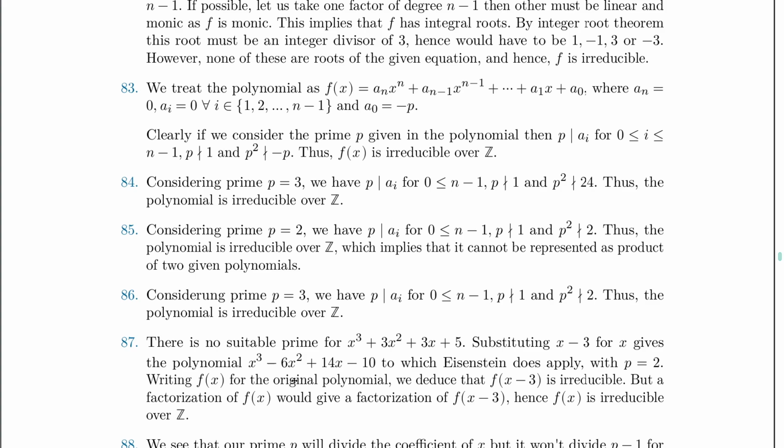Now writing f of x for the original polynomial, we deduce that f of x minus 3 is irreducible, but a factorization of f of x would give a factorization of f of x minus 3. Hence f of x is irreducible over z.